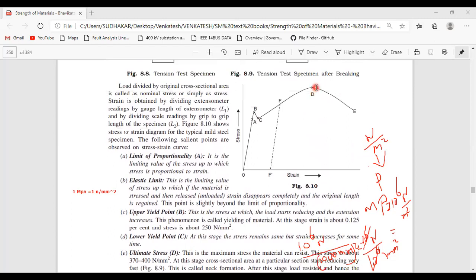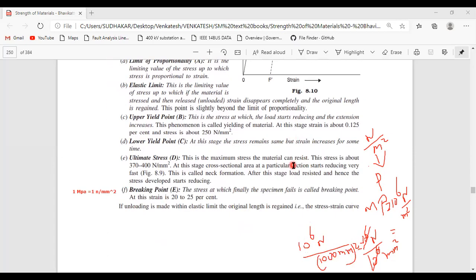At the ultimate stress the crack will be formed, and then later, by successive addition of load, there will be a change in stress as well as crack propagation. The crack increases, and at a particular point E the entire specimen splits into two pieces. The fracture will happen. Okay.